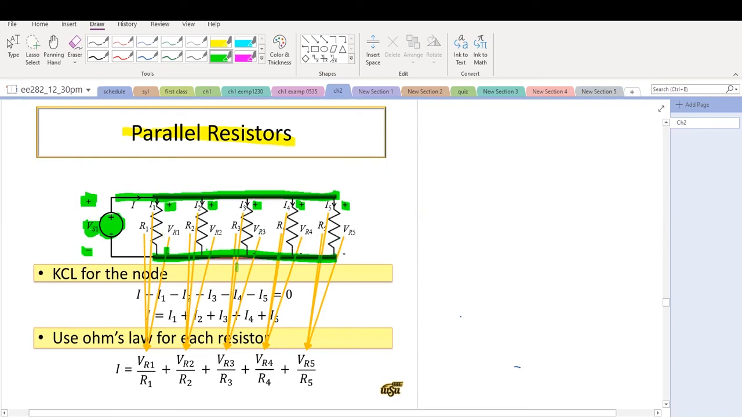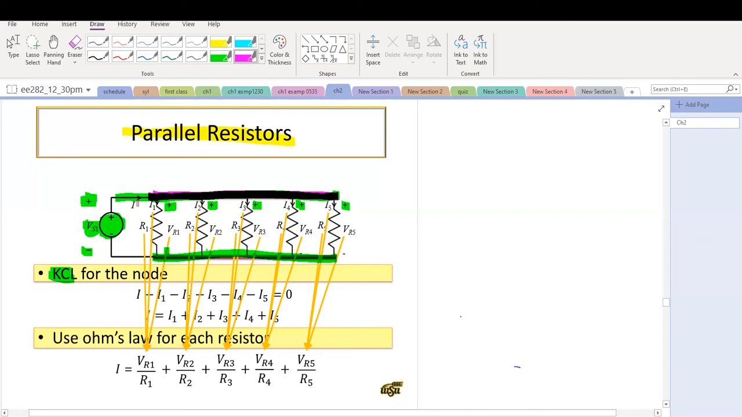We want to see if we can simplify this circuit a little bit. How do we do that? First of all, we apply KCL to the node here. There's only 2 nodes, one here, one here. So let's apply KCL on this node on the top.